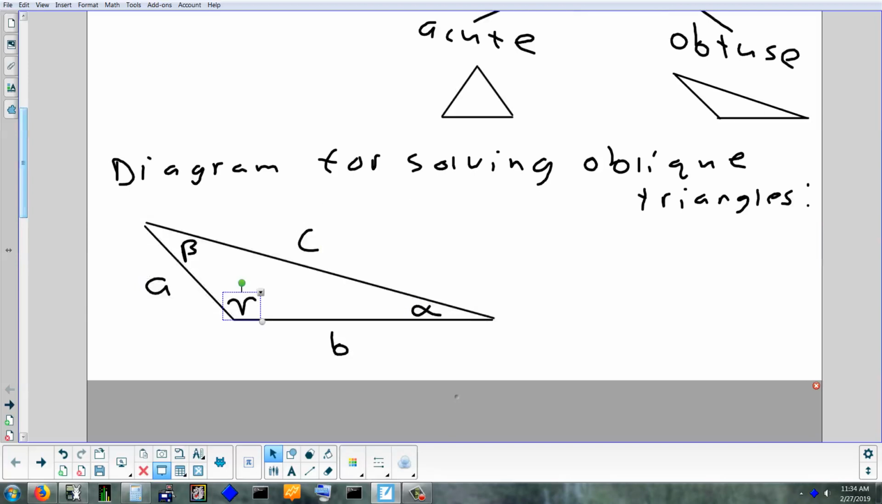Now, the angle opposite C, we never gave a name to it before, because it was always the right angle. So since it was a right angle, we didn't need to name it. Now it's not a right angle, and we're going to label it with that Greek letter. That's gamma. G-A-M-M-A. Gamma. Like gamma rays.